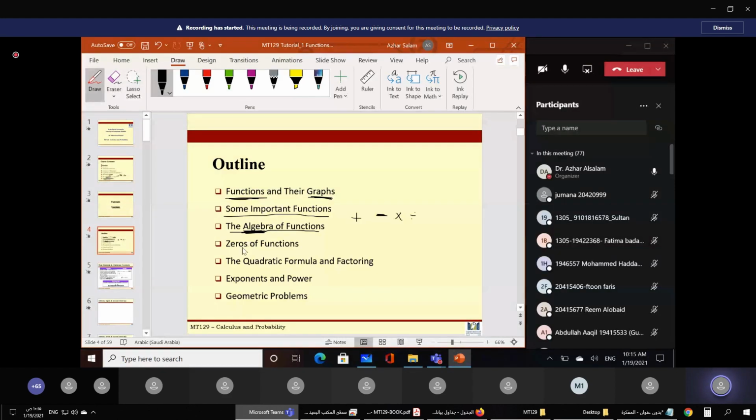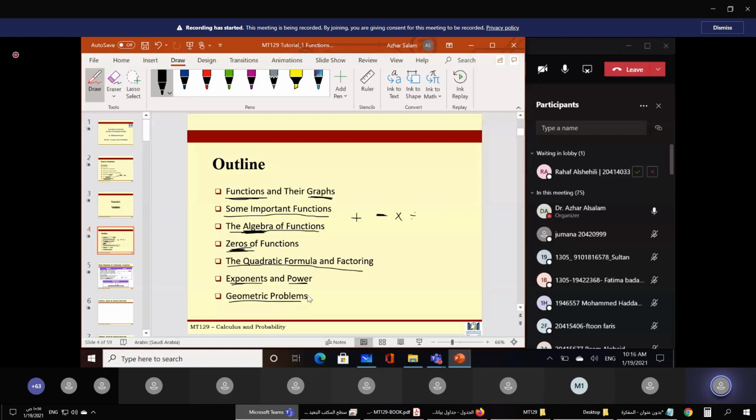And of course, we will present the zeros of a function. There are so many applications of finding the zeros. Finding the zeros of a function is like solving an equation equal to zero. Then the quadratic formula and factoring. These are two methods to find the zeros of a function. Then the exponents and power, and geometric problems. We will finish with the geometric problems. This will be the main outline of tutorial 1 for the function.